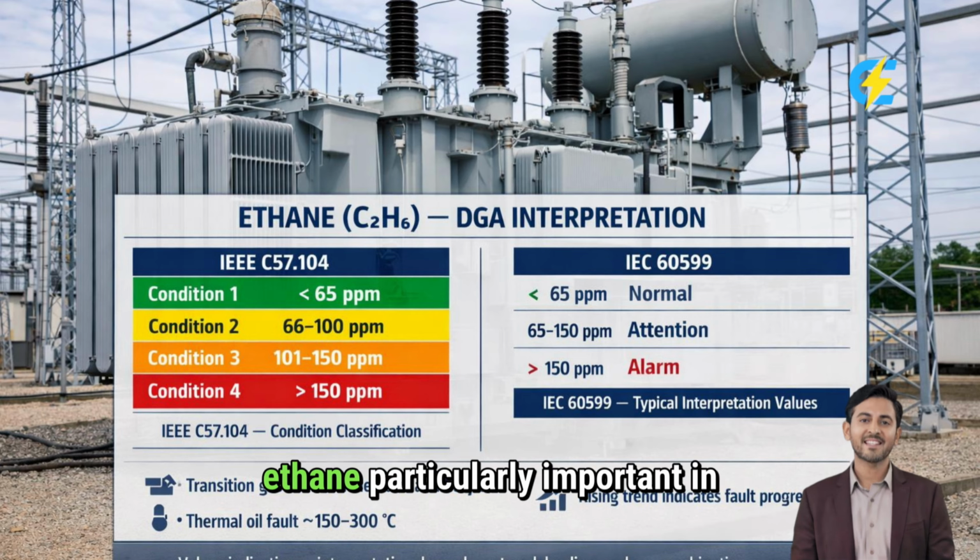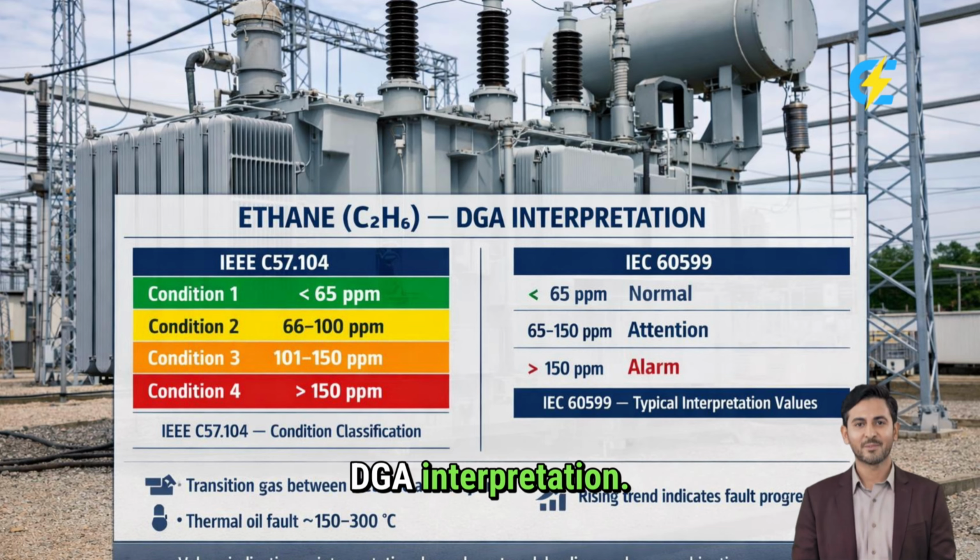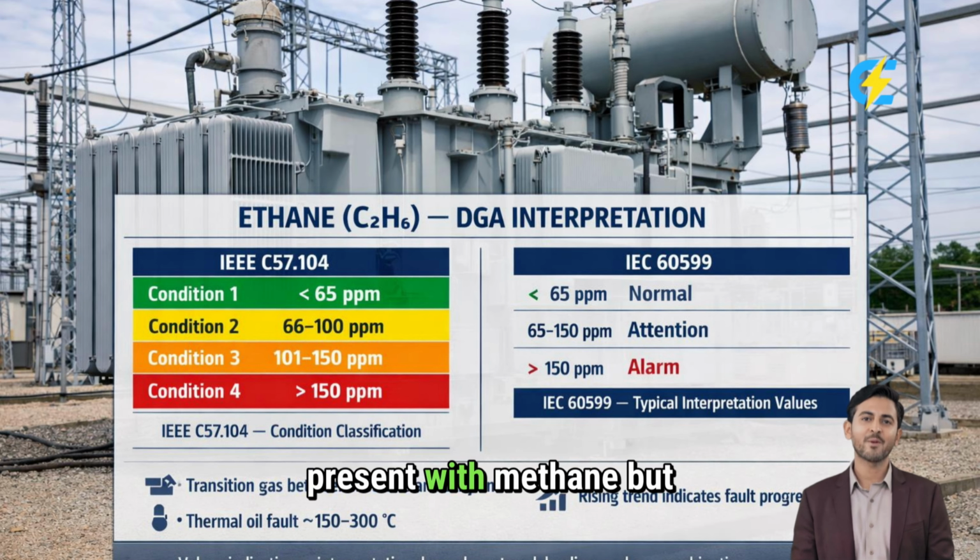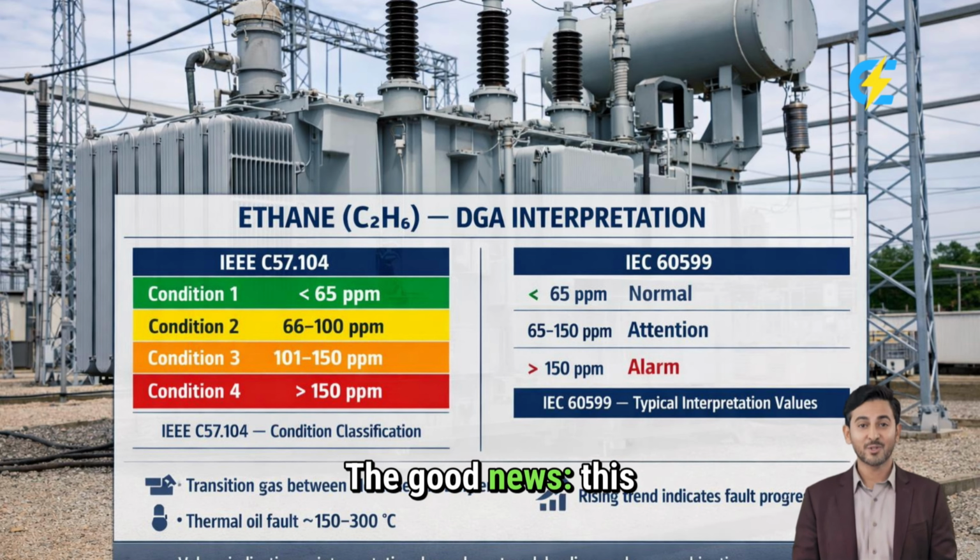But here's what makes ethane particularly important in DGA interpretation. It does not just tell you about current conditions, it tells you about the progression of thermal stress. When you see ethane present with methane, but low ethylene and zero acetylene, you are looking at moderate oil heating. This could be from long-duration overloads or cooling system limitations. The good news? This is still a correctable condition.